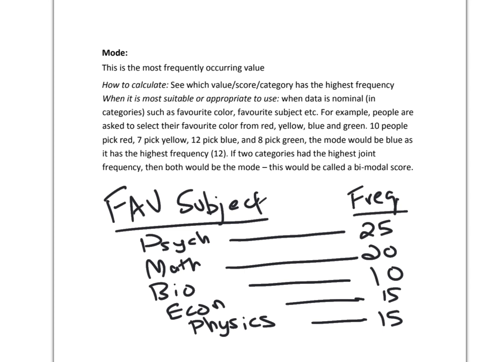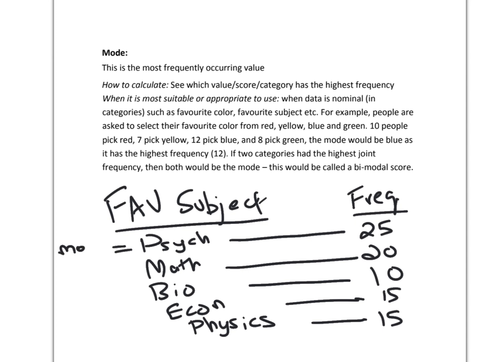And in order to calculate the mode, I simply have to see which category or which particular subject is being picked the most. So that would have the highest frequency. That would be the one that is being chosen the most, is the most frequently occurring score. So as I can see over here clearly, psychology is the one that is being picked the most by the students because it has the highest frequency. 25 students have picked psych as their favorite subject. This makes psychology the mode, okay?